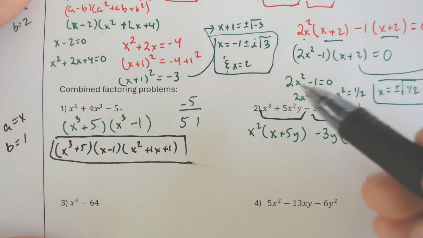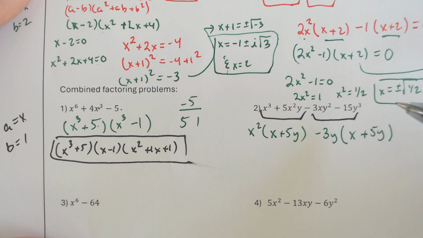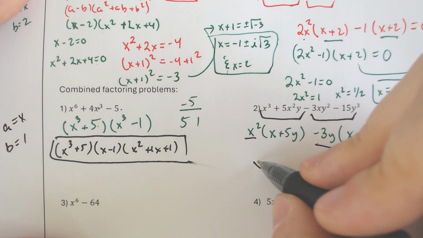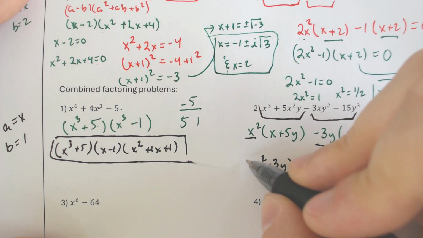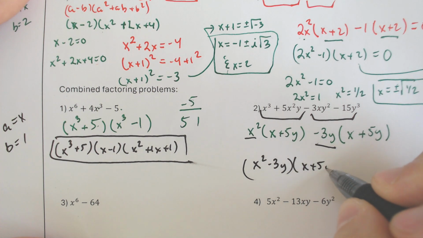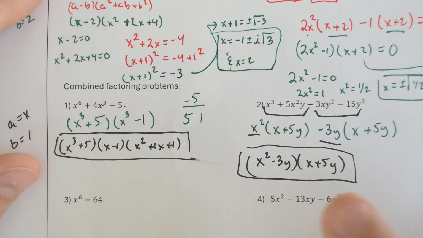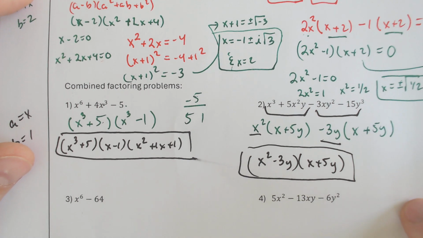Every once in a while you're going to have to move some things around and then try grouping again to see what happens. So here we get x squared minus 3y as one factor, and then x plus 5y as the other. You cannot do anything with that, which I think you assumed that that could not be factored any further either.